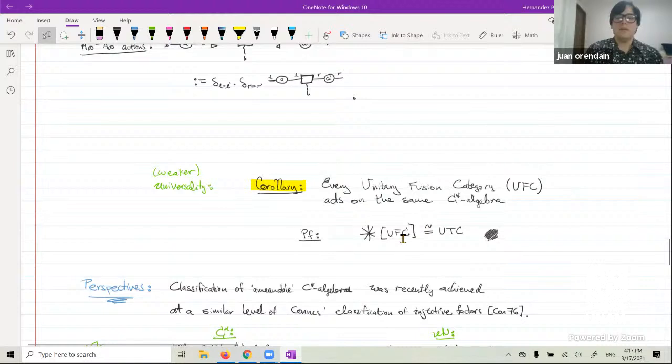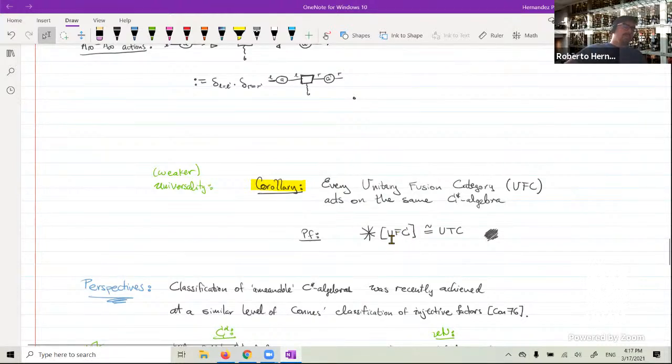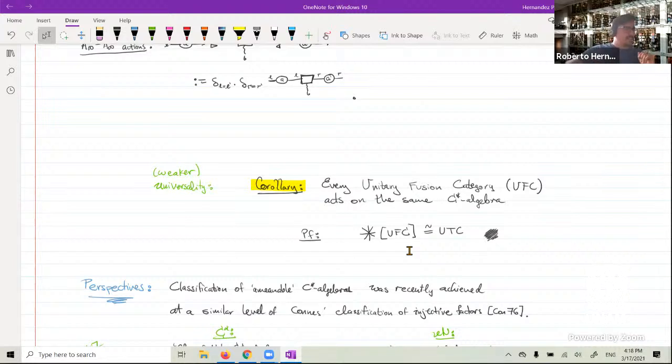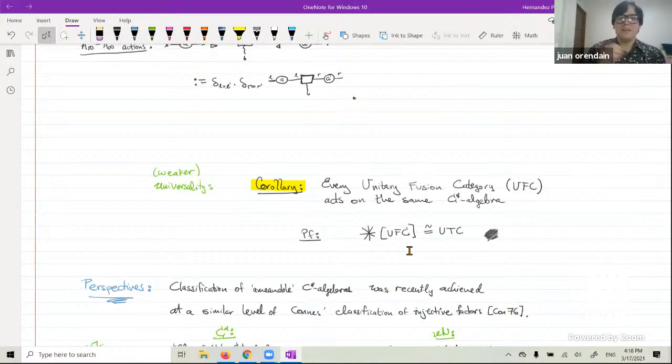Right. So the point is that there's countably many isomorphism classes of UFCs. So what you can do is, you take the direct sum, and then you get an action of every fusion category. And then you can do the same thing for non-fusion, and then you get something that's really big or something like that.